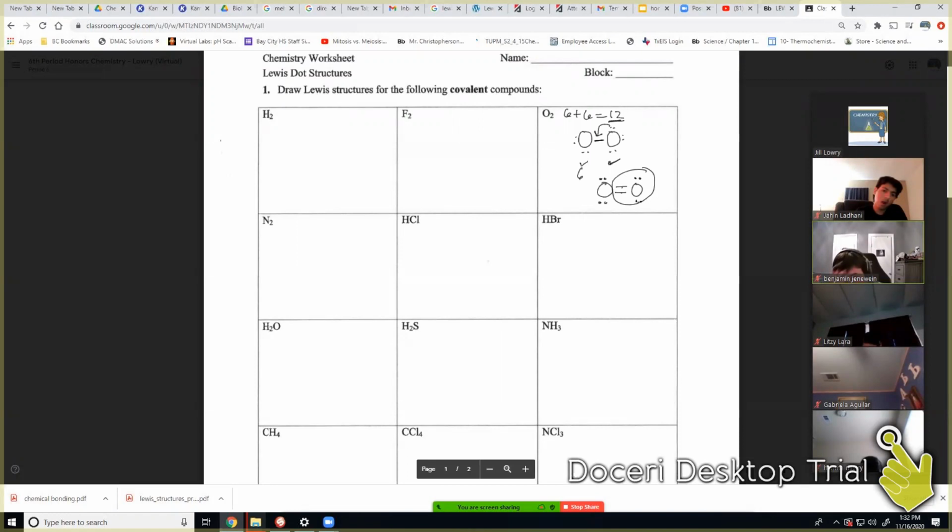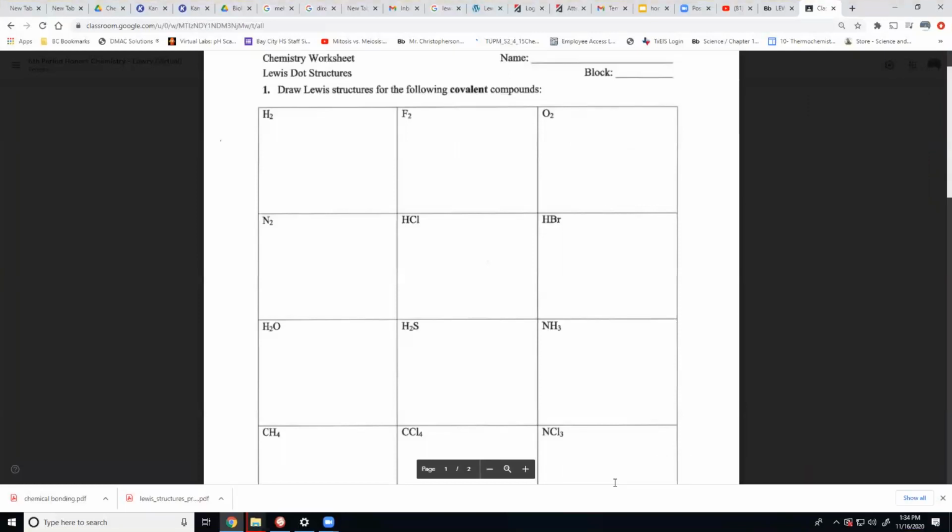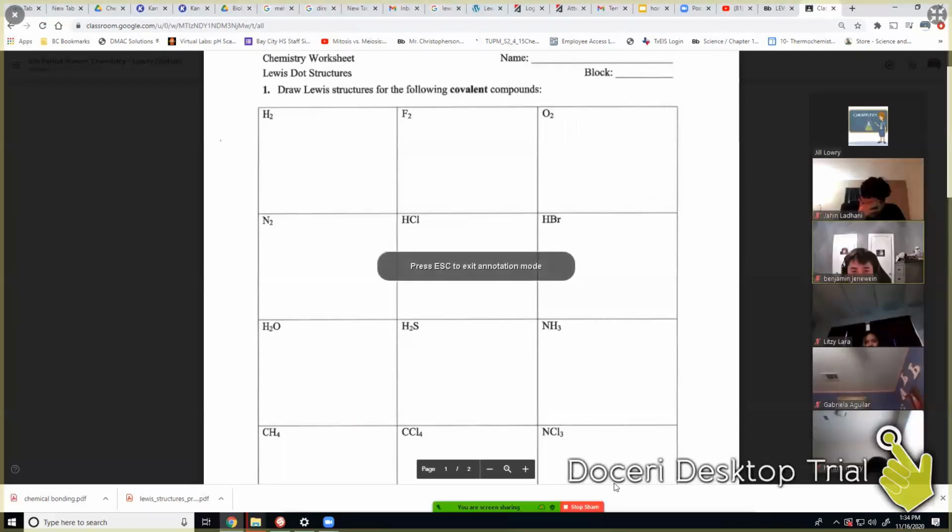Let's try. Let's see. I'm trying to remember which ones I've been trying today. Okay, let's try hydrosulfuric acid, H2S. All right, so first step, see how many total I have. So I have 2 from the hydrogen and 6 from the sulfur, a total of 8.